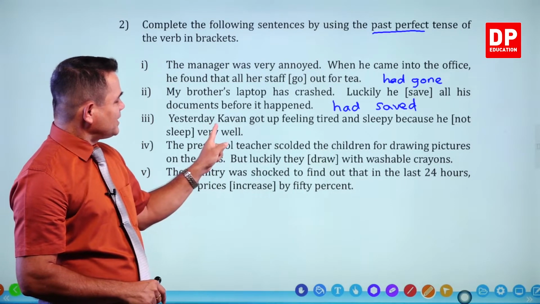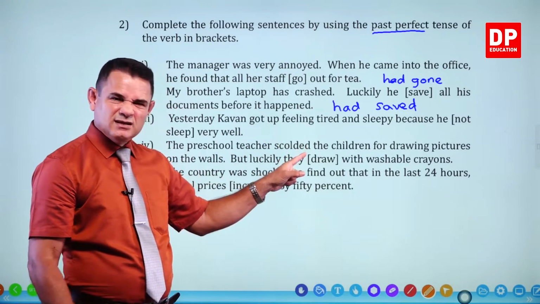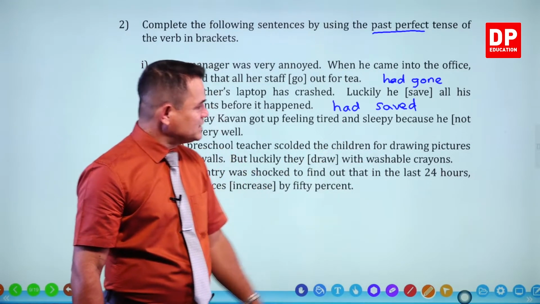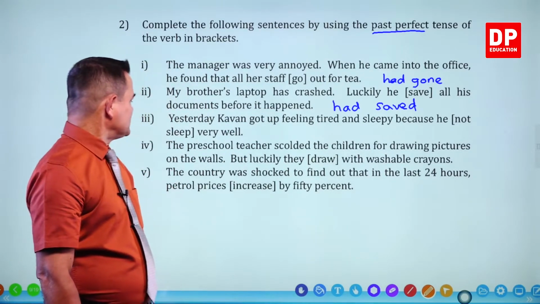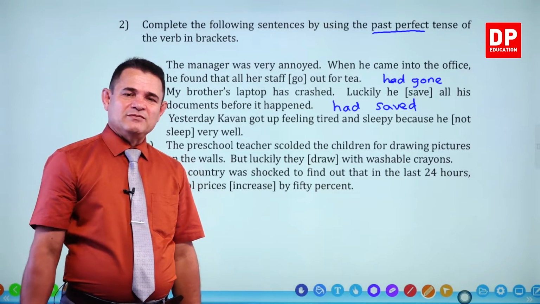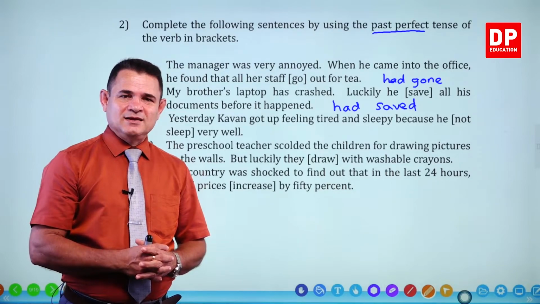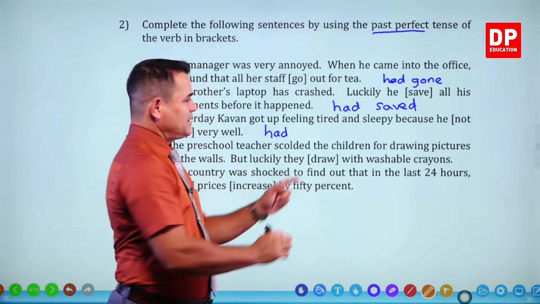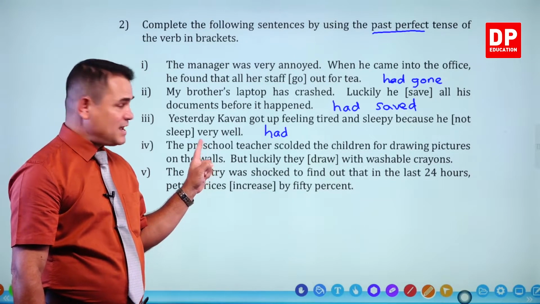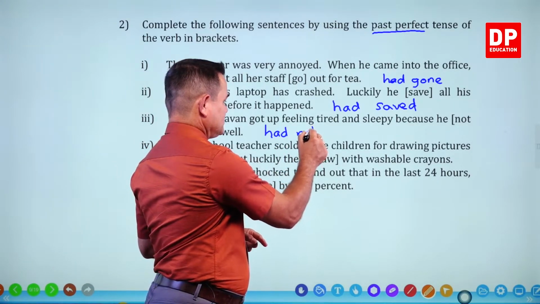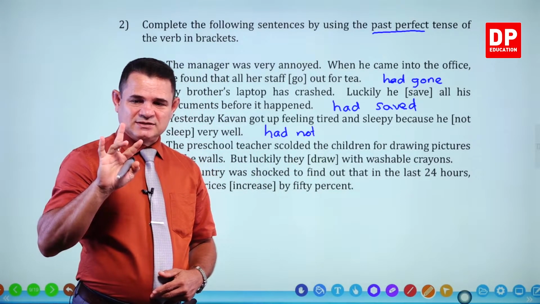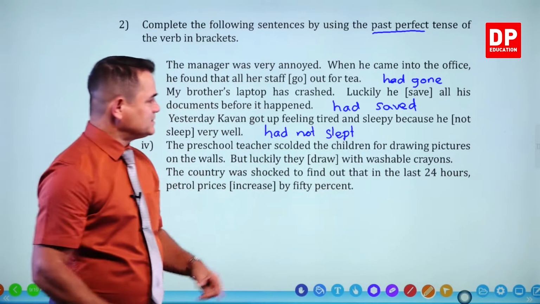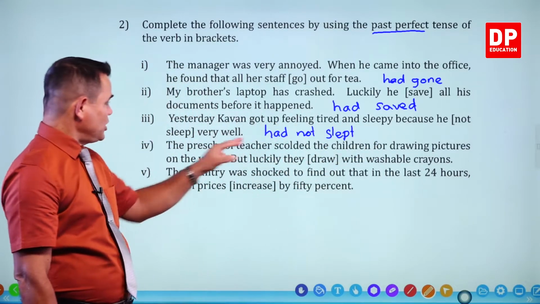Yesterday, Kevin got up feeling tired and sleepy because he, within brackets, not sleep very well. He had not slept well, that is what it means. Then past perfect, it should be had not plus the past participle of sleep. Sleep, slept, slept. So then the answer is, because he had not slept very well.